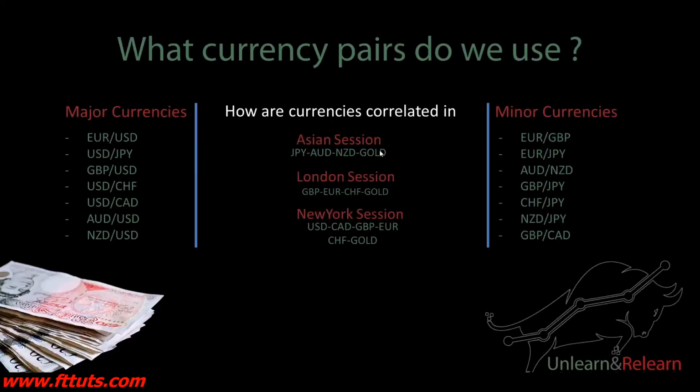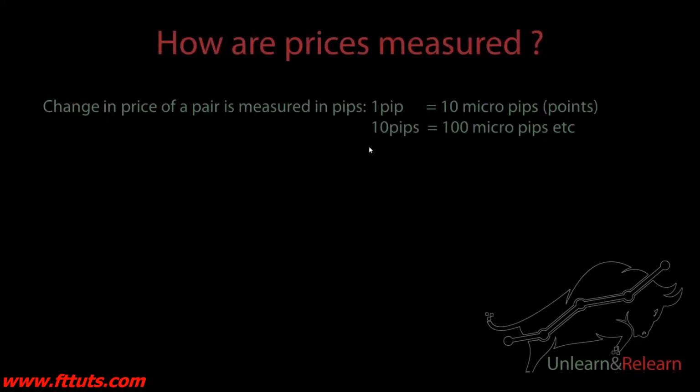The sessions. Now what we're going to talk about is how we actually make money from the pairs. What are pips, how are pips calculated, and how do we go about that? The change in price of a pair is measured in pips. 1 pip is 10 micropips or points. That's what pips are. It's a very basic concept, but it's very, very important.